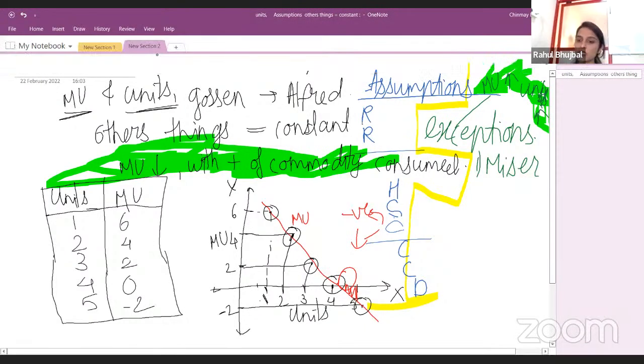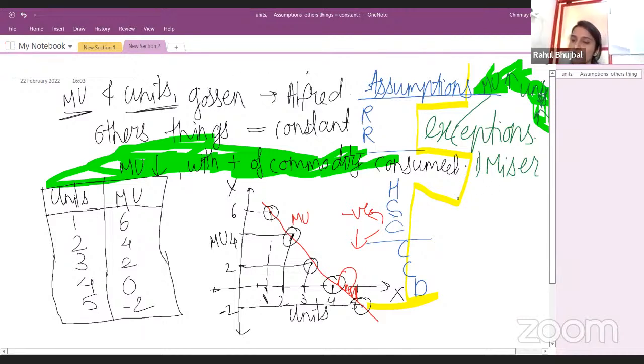Okay, so now we'll see what are the exceptions. So first exception is miser. Miser is a miserly person. So every additional unit of commodity which he is getting, every additional penny, every additional unit of money which he is getting, this utility is not decreasing, rather it is increasing. So is it exactly opposite to the law of DMU?